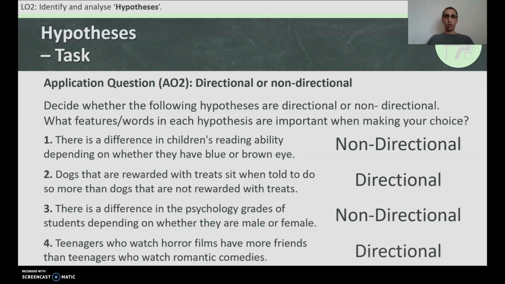A non-directional hypothesis in this example would be: teenagers who watch horror films differ in the amount of friends than teenagers who watch romantic comedies, right? It's not stating which one has more friends. It's just stating that there's a difference. This one says that those who watch horror films will have more, therefore that's directional.